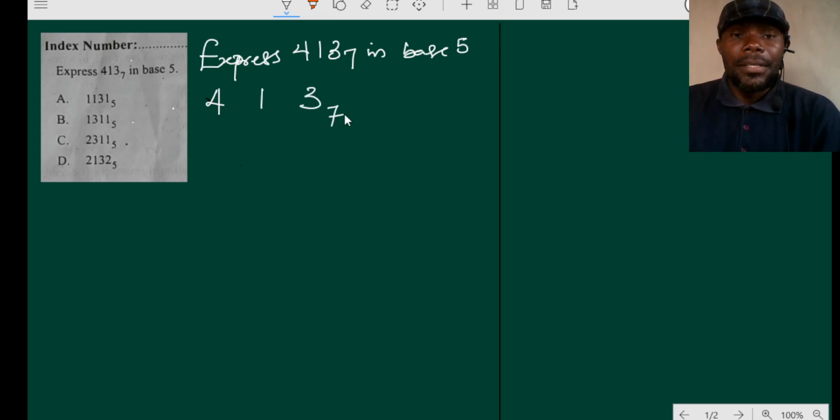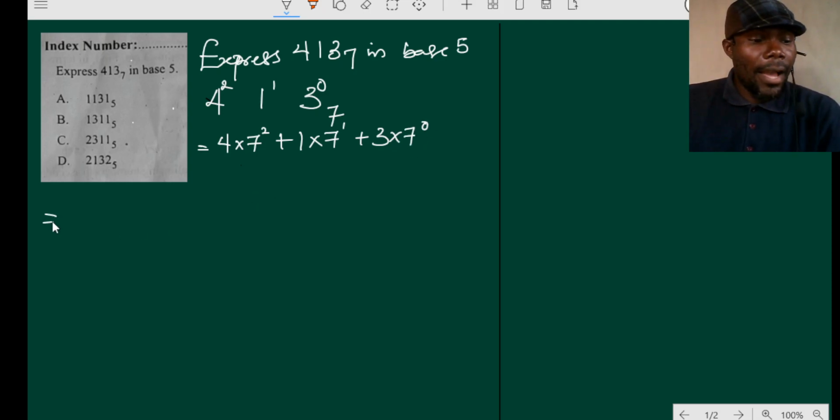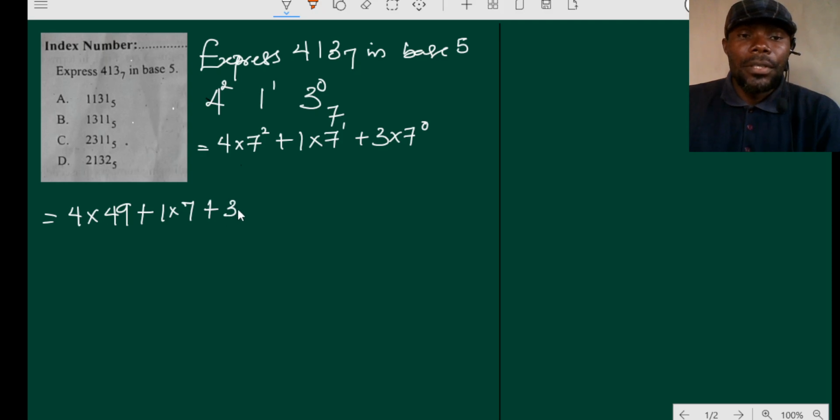413 base 7. You start from 0, 1, 2. So you write 4 times 7 squared plus 1 times 7 raised to the power 1 plus 3 times 7 raised to the power 0. Therefore, we have 4 times 49 plus 1 times 7 plus 3 times 1.